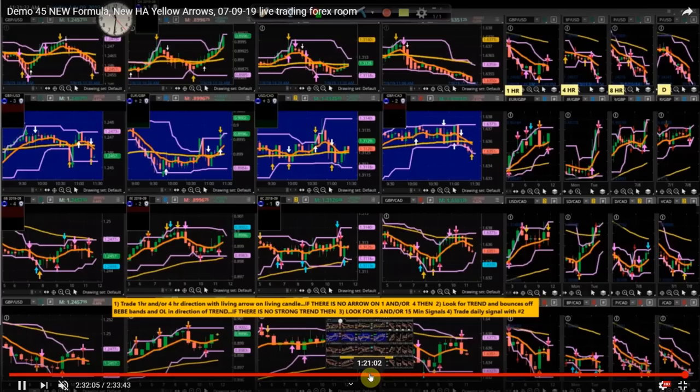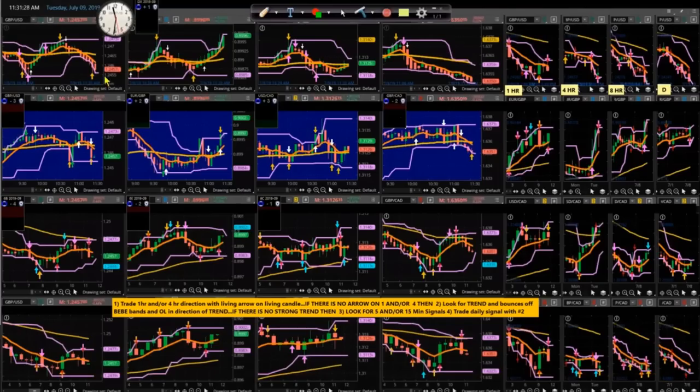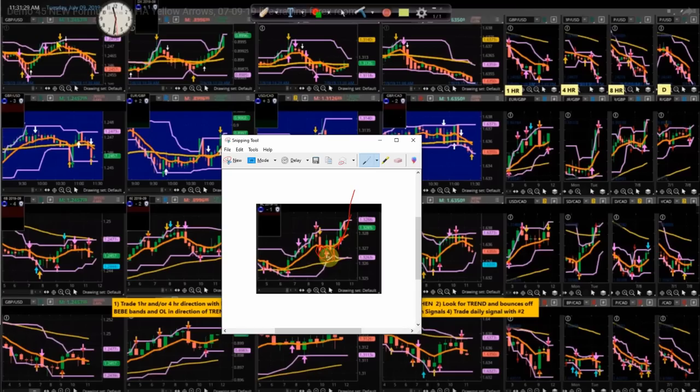Again, point proven. What's the setup again? Right, let's get this snippet up again. We had a 15-minute survive. We waited to see what it could do. We waited for it to retest where it started from. If it got lower, it got lower. Yeah, it did get lower. We took it and we took it up.